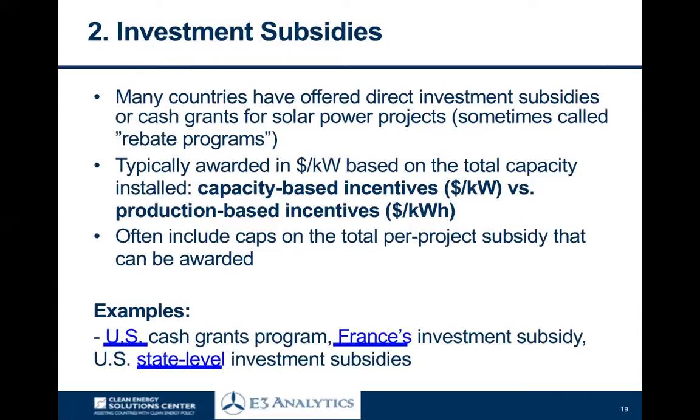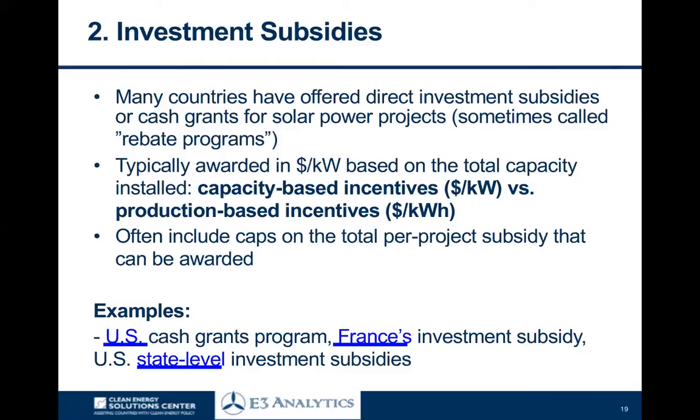These are typically awarded on a dollars per kilowatt basis, on the basis of the total capacity installed. And here you see the distinction between what are traditionally called capacity-based incentives versus production-based incentives. What we mean here by investment subsidies are primarily capacity-based incentives. These are designed to reduce or buy down the cost of a solar system, usually by covering a percentage of the system cost or simply some dollar amount of the system cost. Often these include caps on the total per-project subsidy that can be awarded.